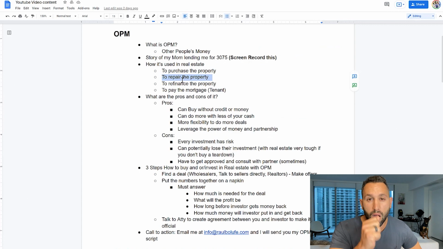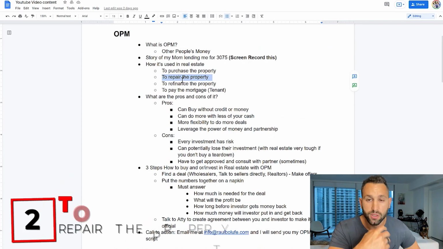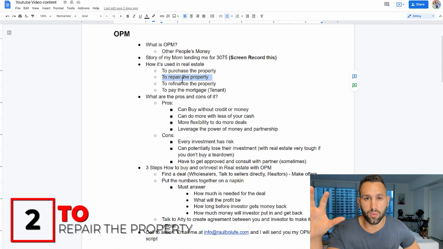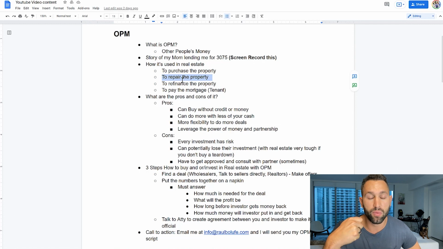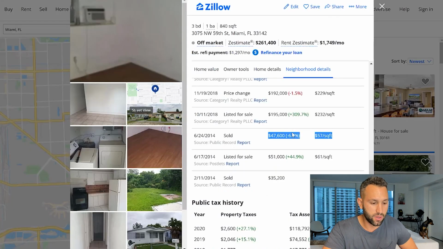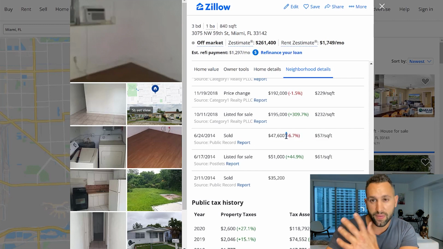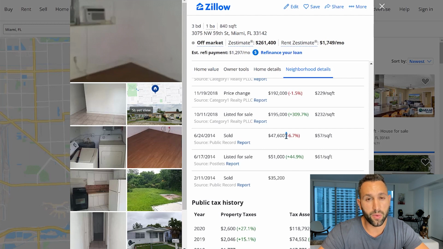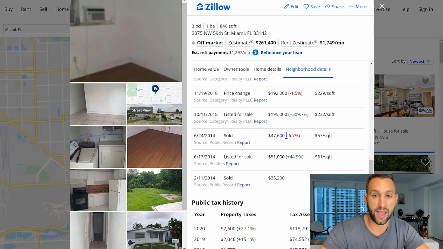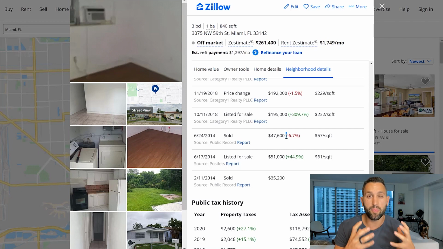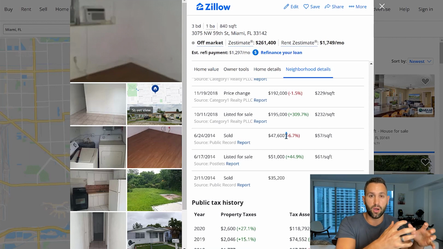You could also use other people's money, OPM, to repair the property. So some of the big lenders, these nationwide lenders, they actually will help you and fund you to repair the property. So let's say that I bought this house with another private money lender or hard money lender. They would have loaned me $37,000, and let's say the repairs were $20,000. Then they would give me probably up to like $15,000 to $18,000 of that. So you could actually use other people's money, not only to purchase the house, but to also repair the house.